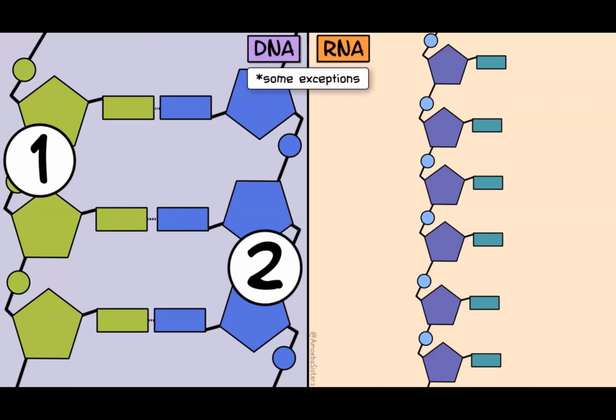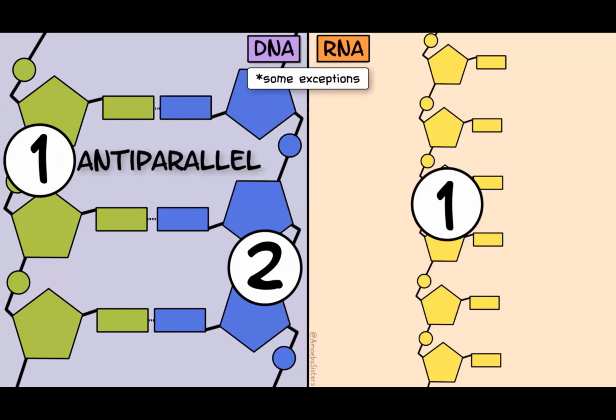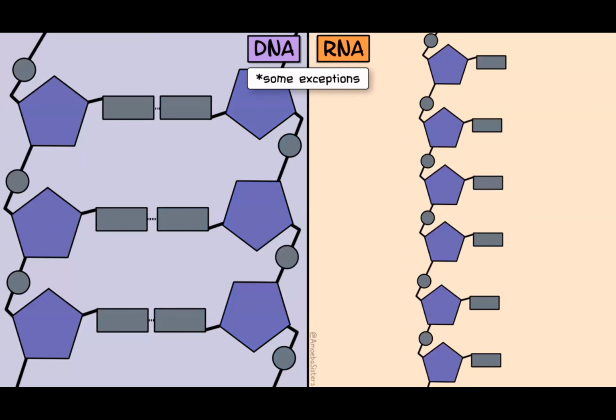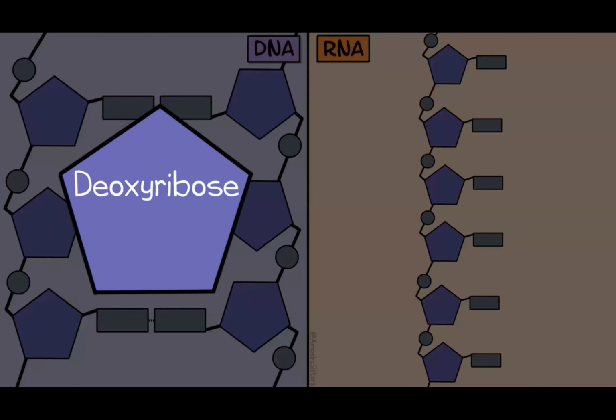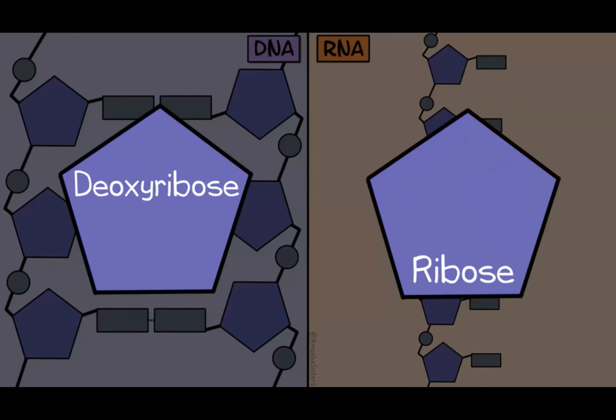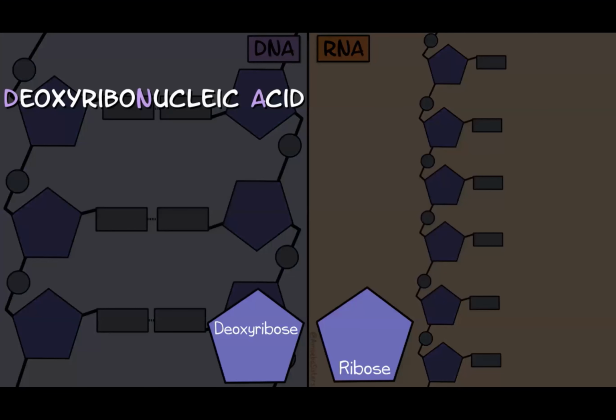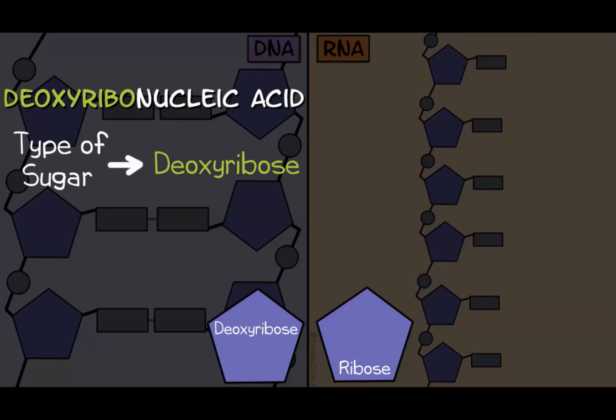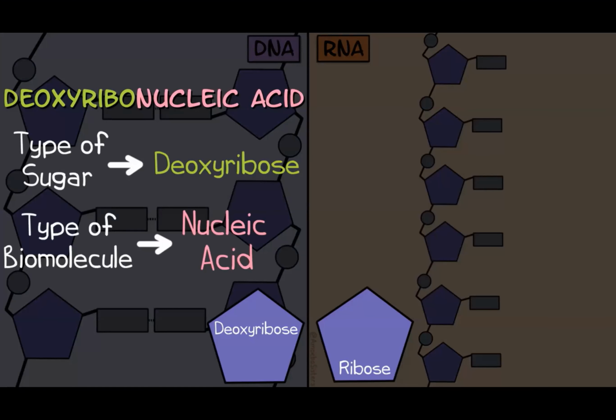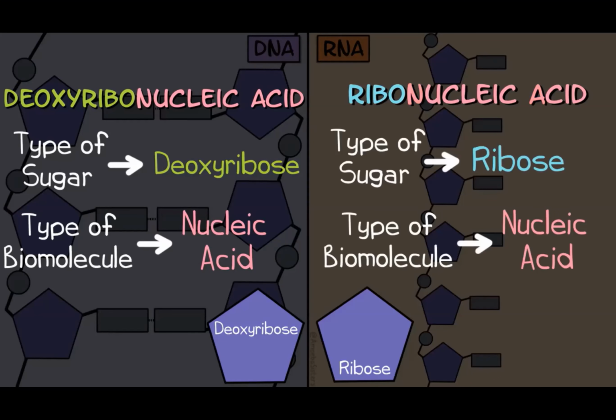DNA is generally double-stranded, and if focusing on these 2 strands of nucleotides here, you can see they run anti-parallel to each other. RNA is generally single-stranded, so you are just seeing one strand here. The sugar in DNA is deoxyribose, and the sugar in RNA is ribose. This makes sense because DNA stands for deoxyribonucleic acid. That's helpful to know because deoxyribose is a sugar, and nucleic acid is the type of biomolecule it is. RNA stands for ribonucleic acid, as its sugar is ribose.